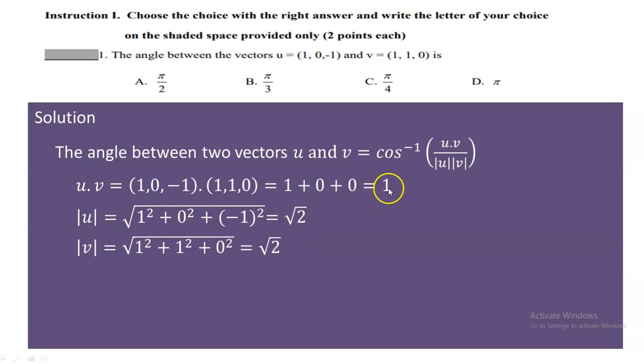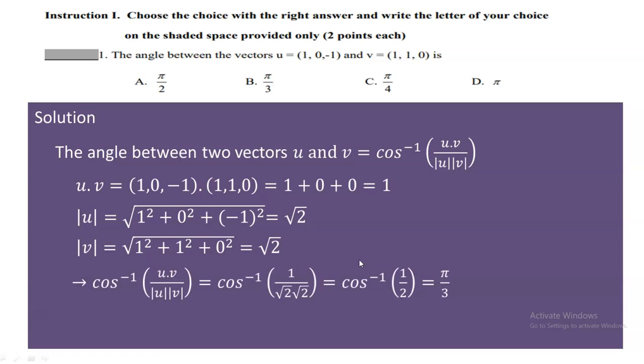Now, dear students, u dot v is already obtained and their norms are already obtained, so the next task is a matter of substituting. Cos inverse of u dot v, which is 1, over the norms radical 2 and radical 2 again. Radical 2 times radical 2 is 2, so cos inverse of 1 over 2 comes. You need to think of a special angle whose cosine is 1 over 2. As you know, it is 60 degrees, and the equivalent in radians is pi over 3. So the answer for this is going to be B.